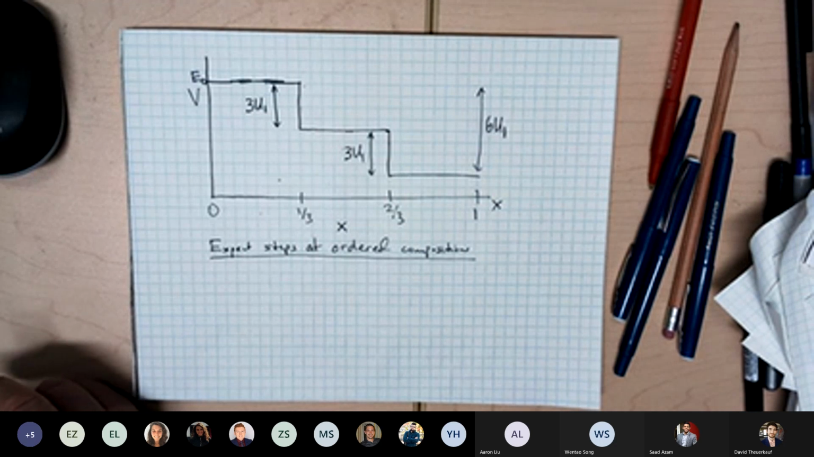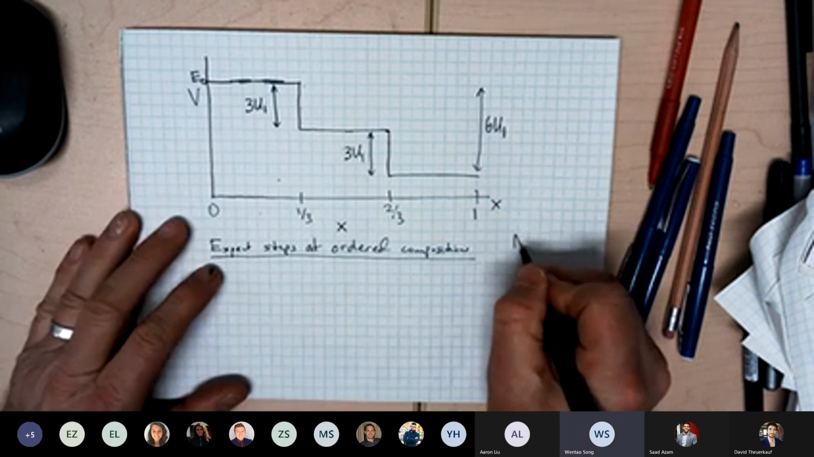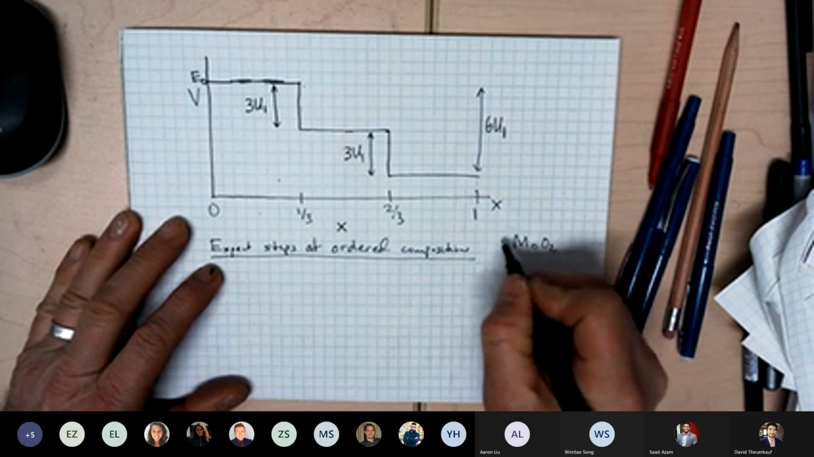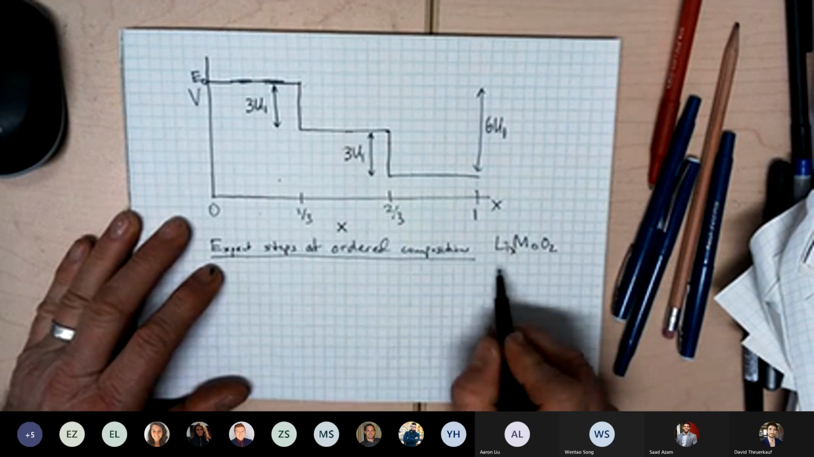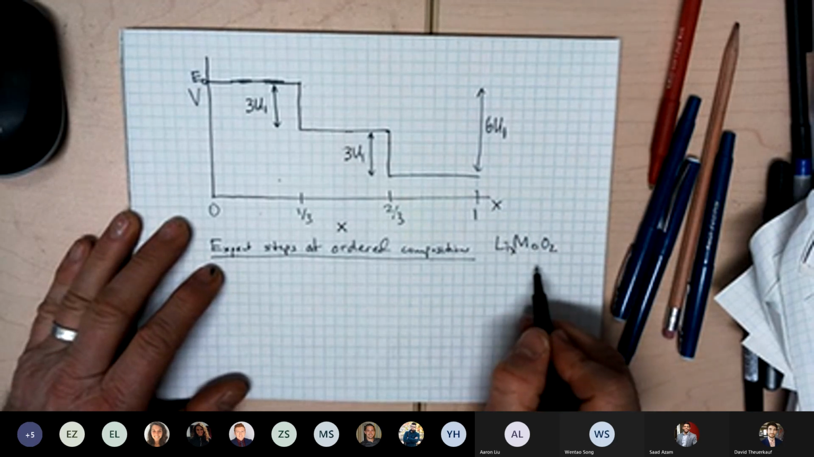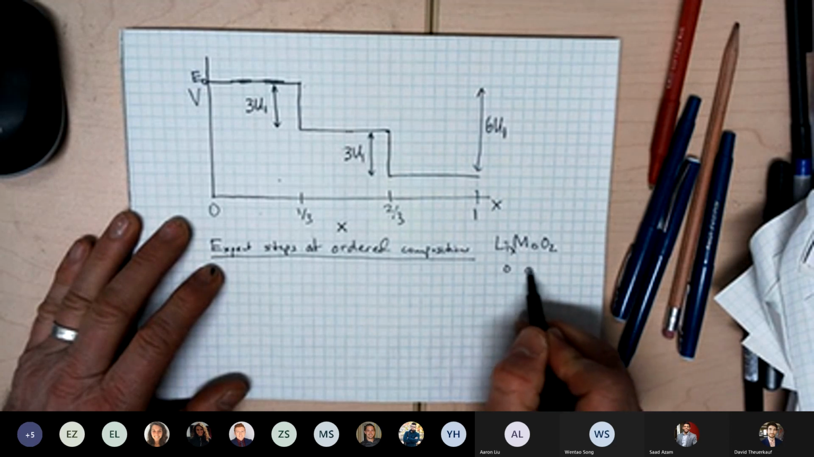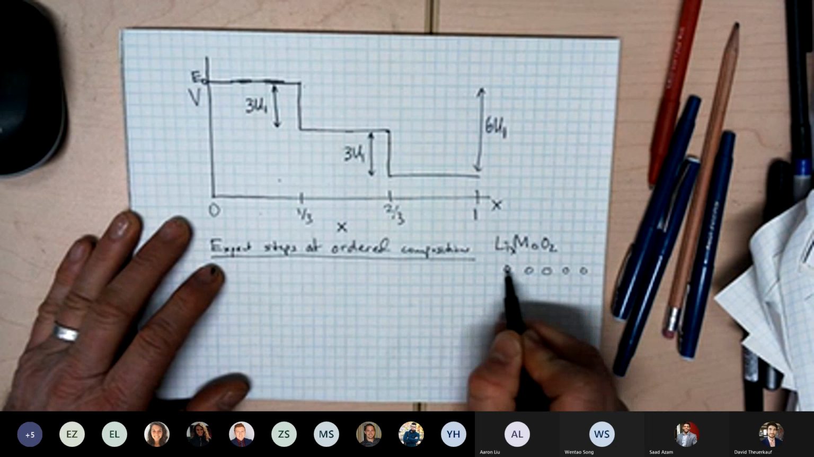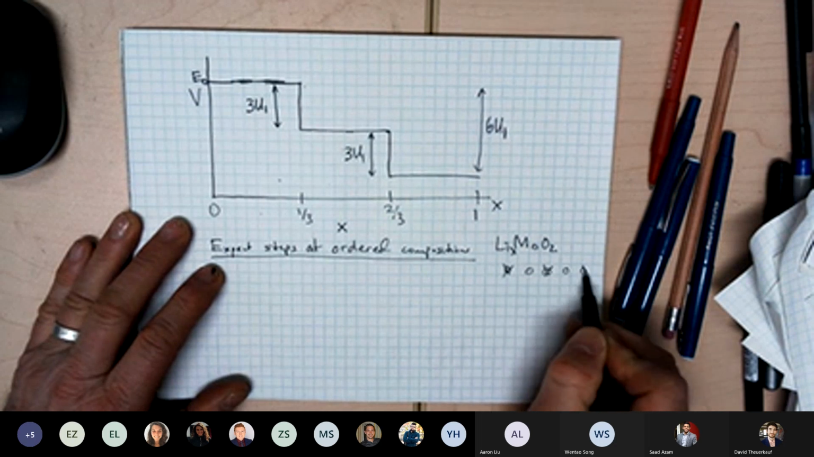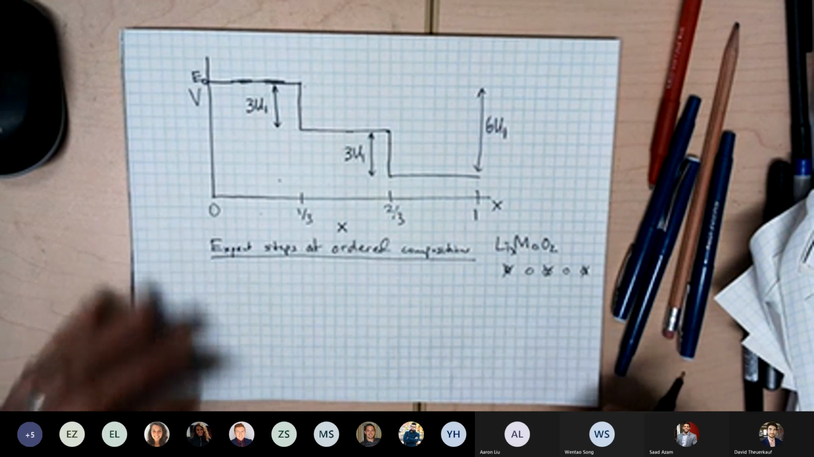You see these steps. A good example is molybdenum dioxide, and then you see a nice step at 50% filling, where every second site along the tunnel becomes filled. You see a nice step at x equals a half.